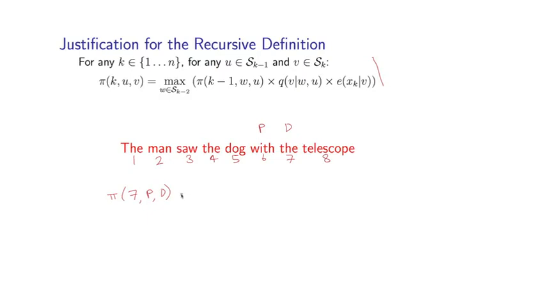So first let's see how this expression works out when we instantiate it for this particular pi value. So I have a max over W in, now K is 7, so we're looking at S5. This is simply the set of possible tags at position 5, and that is equal to the set of tags S, which is equal to D and VP. So we have a max over those 4 possible tags.